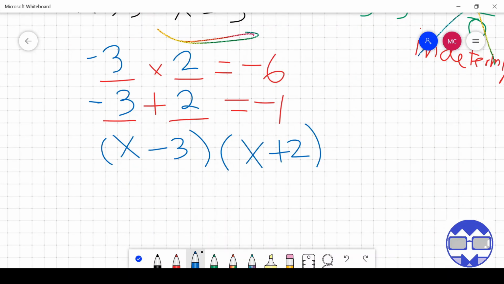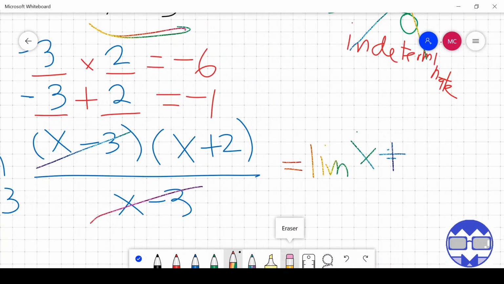So let's try to write the limit. Limit as x approaches 3 of (x minus 3)(x plus 2) all over x minus 3. We just copied the given. Observe that we can now cancel out x minus 3, and this will give us x plus 2. So we will have the limit of x plus 2 as x approaches 3.